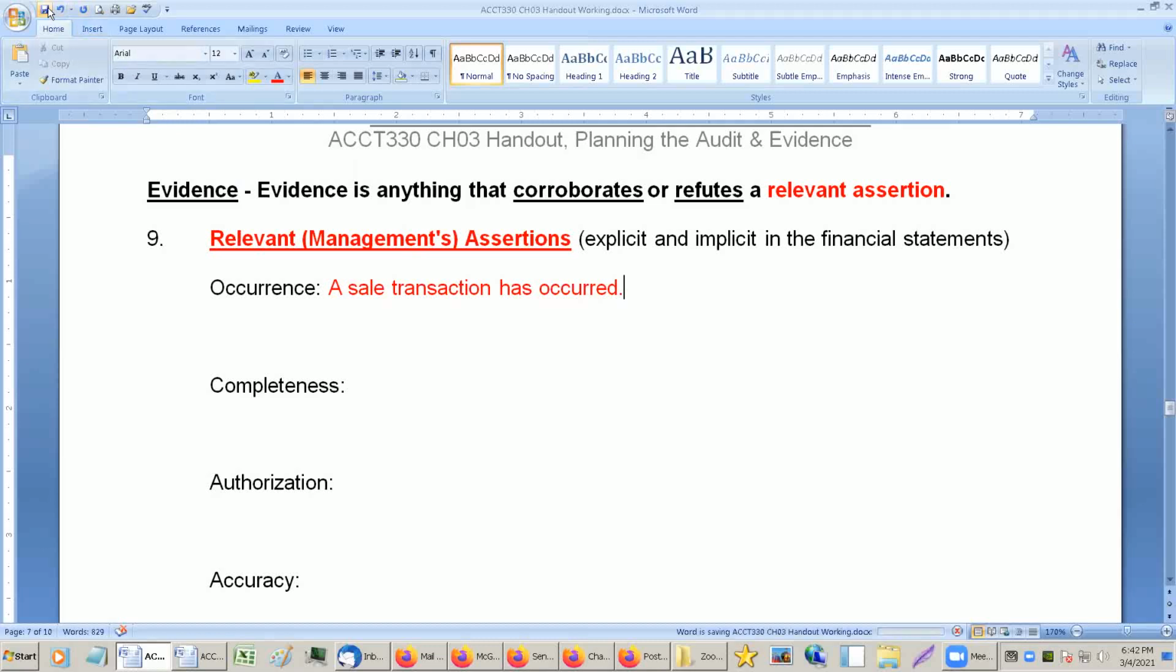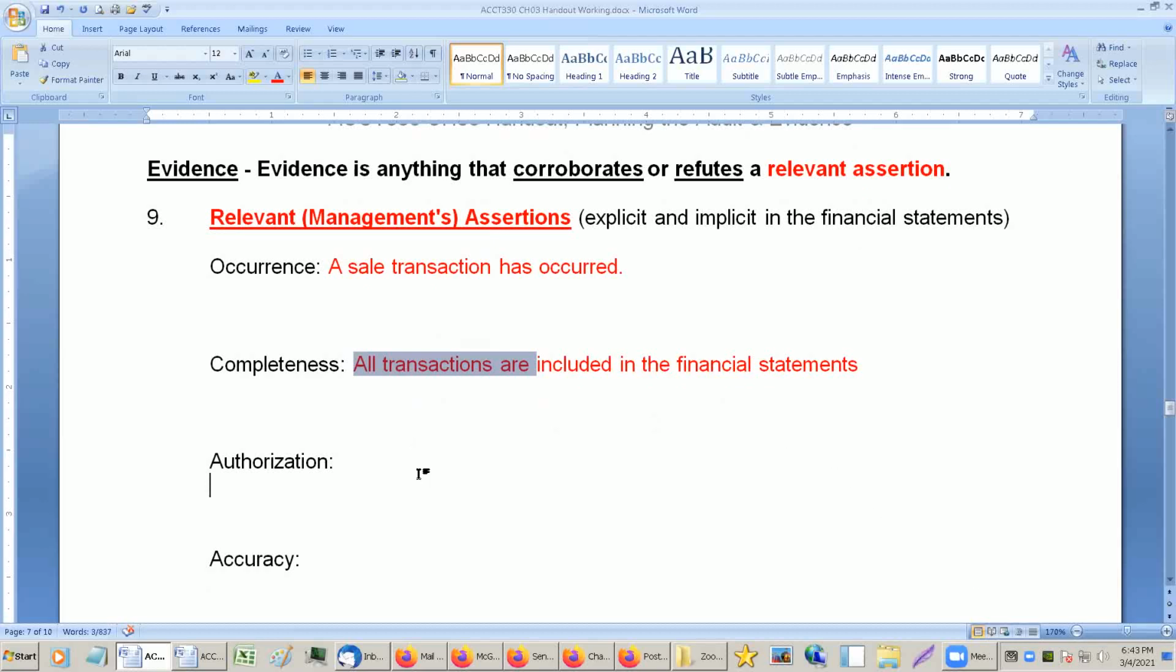Okay, let's take this. Completeness. So that all transactions are included in the financial statement. So if you have the sales, that all the sales are included in the financial statements. If it's a purchase, all the purchases are in the financial statements. Whatever account you're looking at, all the transactions are included in there.